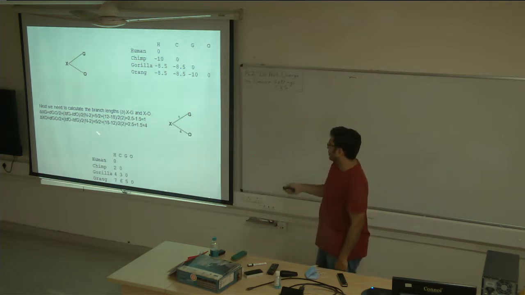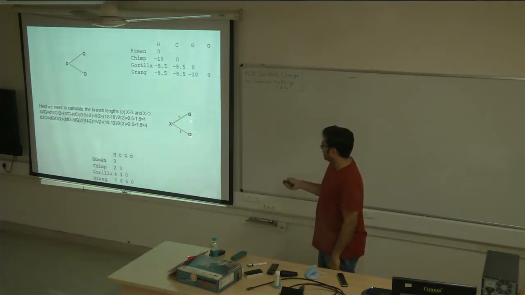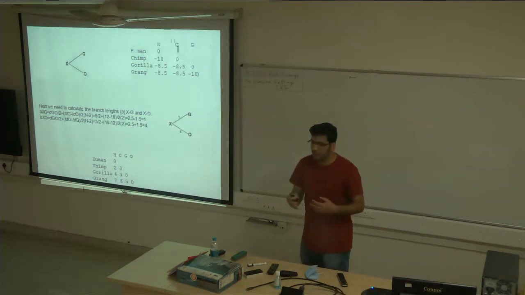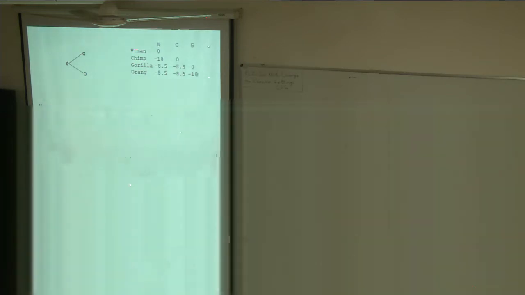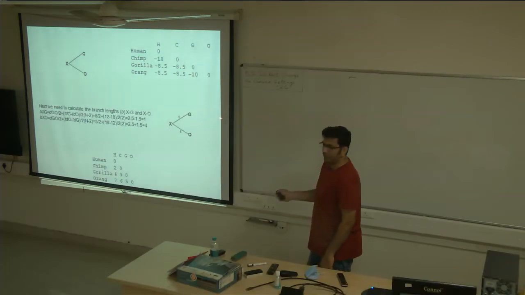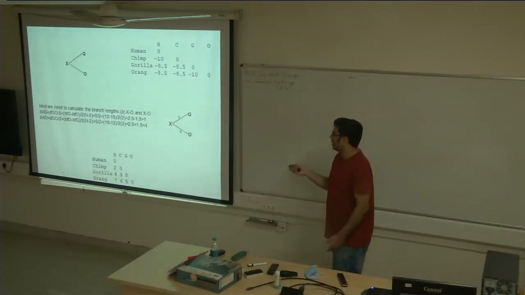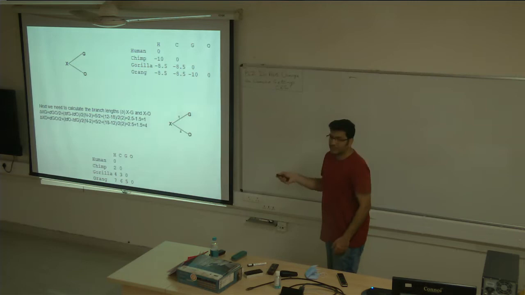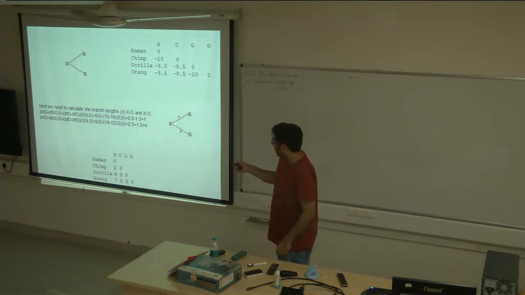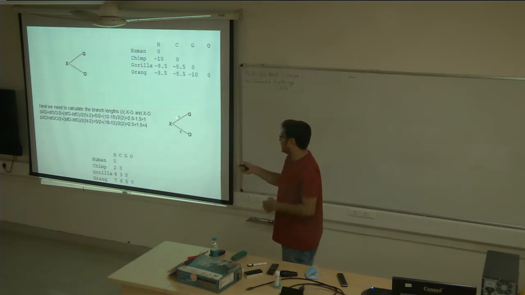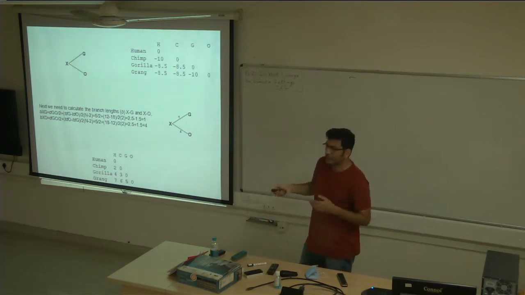Now if you see here itself, you can see the difference between UPGMA and neighbor joining. UPGMA would have done gorilla-orangutan, the difference is 5, divided by 2, 2.5 and 2.5. So it has assumed that both lineages evolve at the same rate. But here it has taken the rate variation into account.